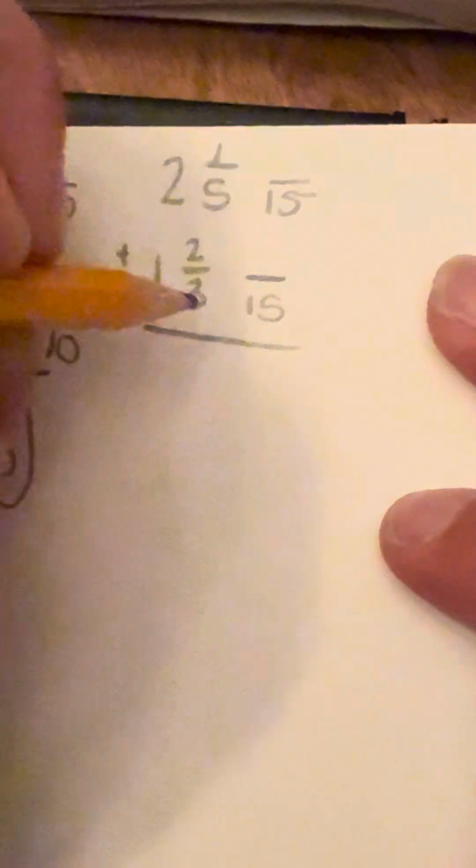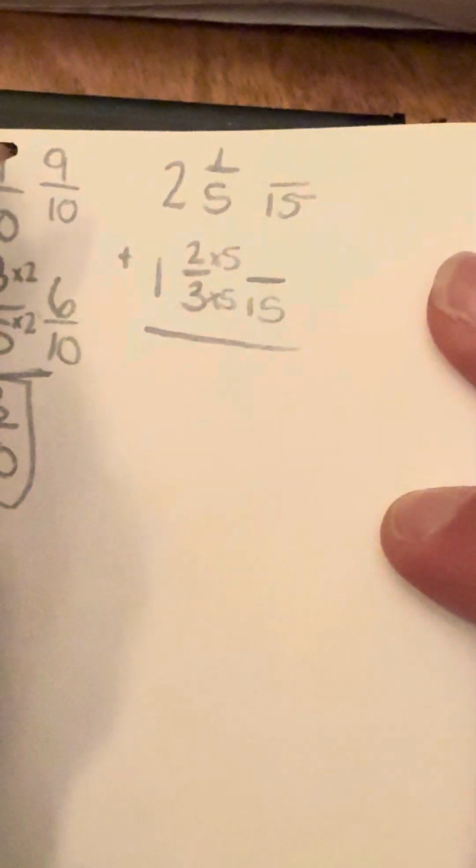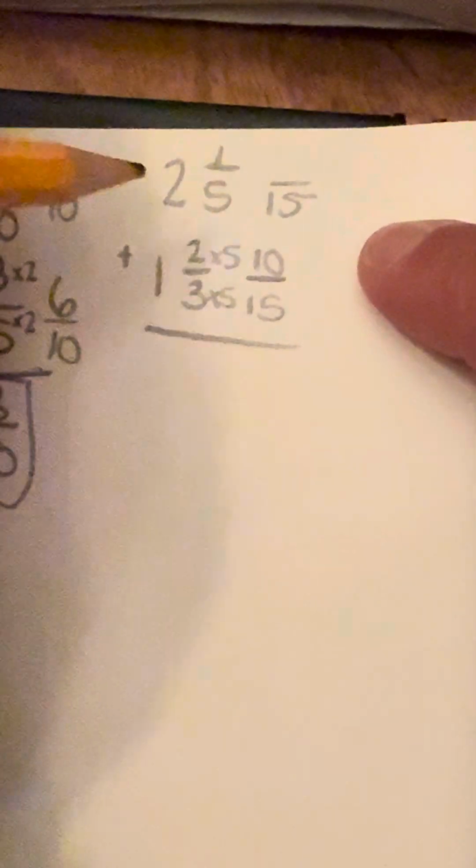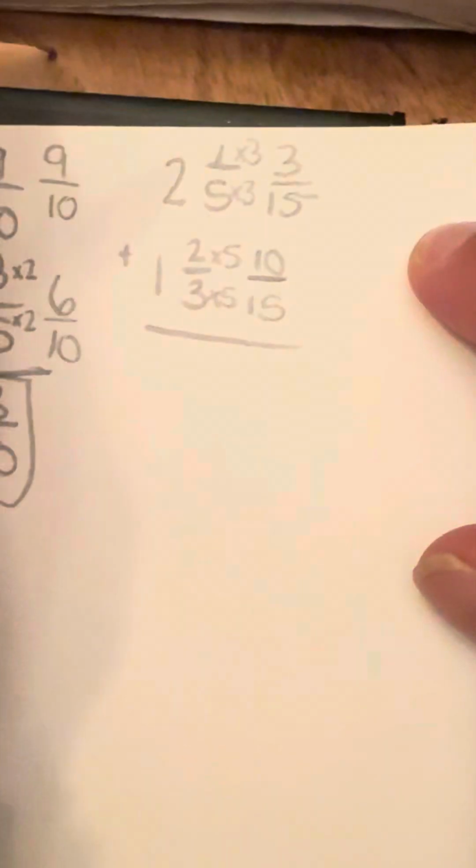That always works. And then we go ahead and say, okay, well, 3 times what gives me 15? And that was times 5. So we're going to multiply the top and the bottom by 5. And 2 times 5 is 10. We'll do the same thing up here. So 5 times 3 was what we did to get 15. So we'll multiply the top by 3 as well. So 1 times 3 is going to be 3.